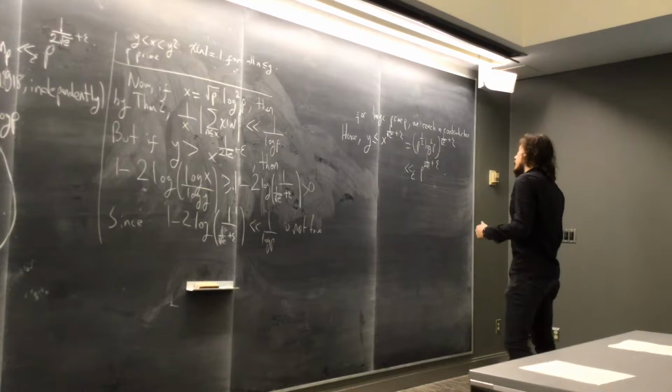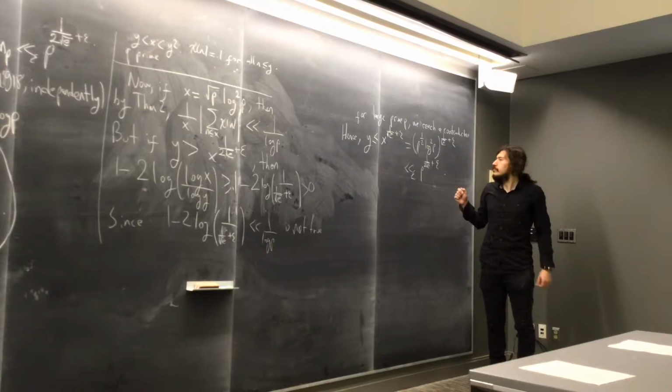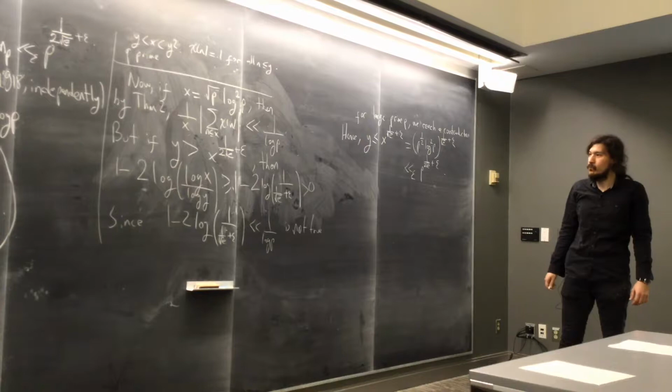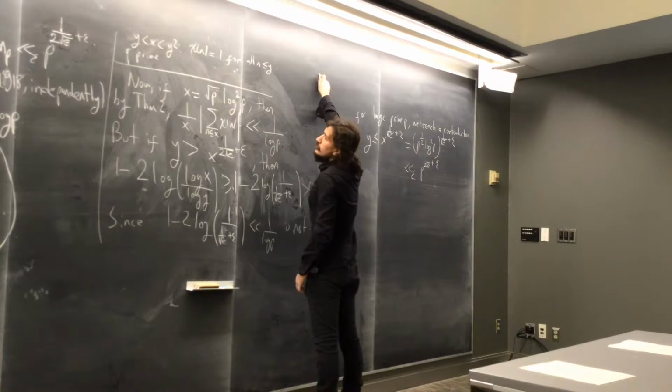No. We can pick log cube. Yeah. Log cube 2, or log p 2. Yeah, we can pick log p 2. But why? How do you know this x will be less than your y squared? Do you fix y? Yeah. What is the condition on y and x? Okay, x is less than y squared.